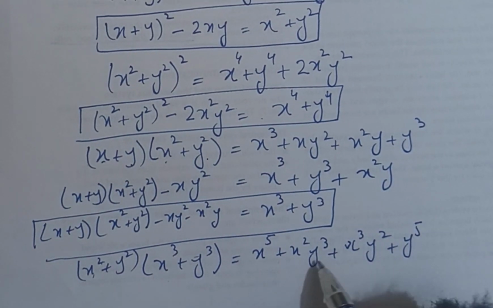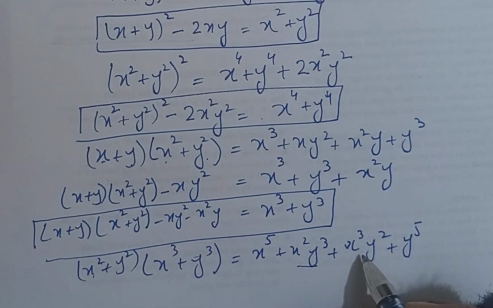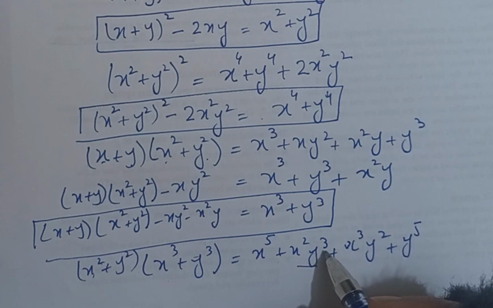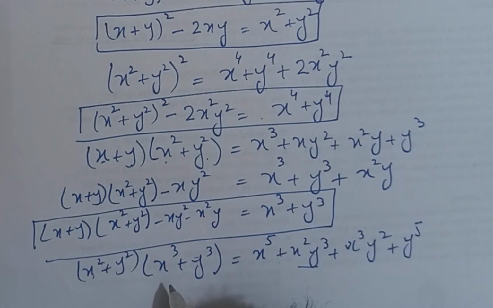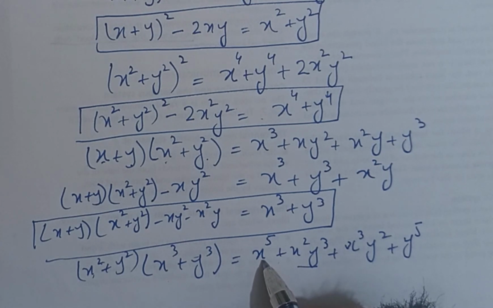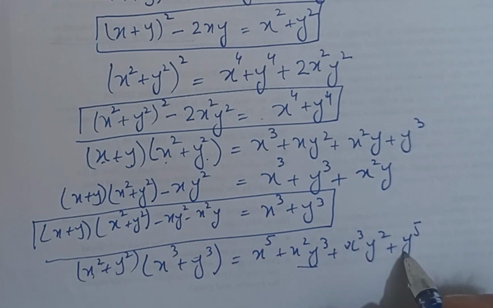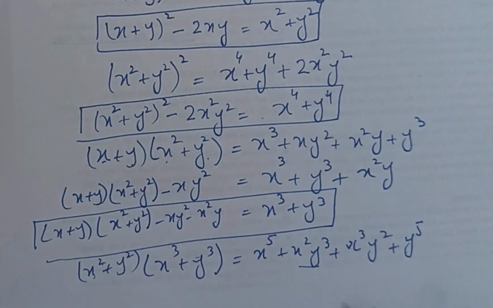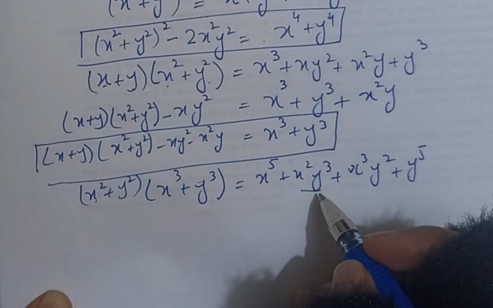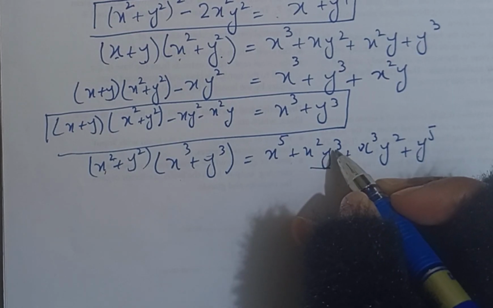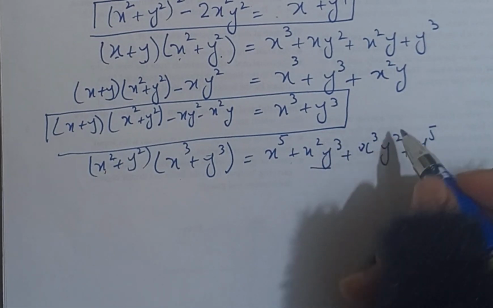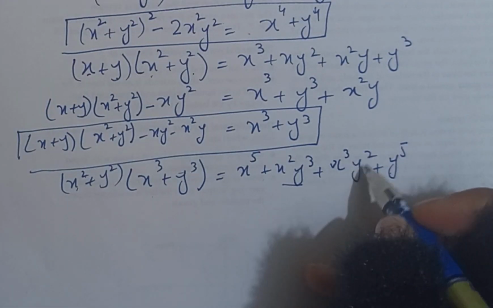And in the next step, we shift this product x square y cube, and after that the product x cube y square, to the left hand side of our equation, because in our question we just find the value of x raised to the power 5 plus y raised to the power 5. So for this, we subtract the product of x square y cube, and after that subtract the product of x cube y square.